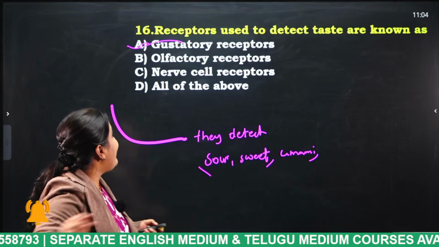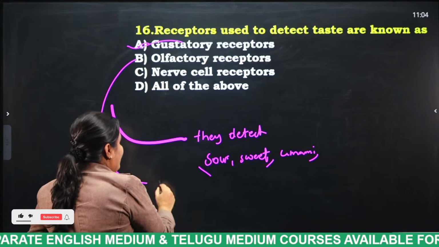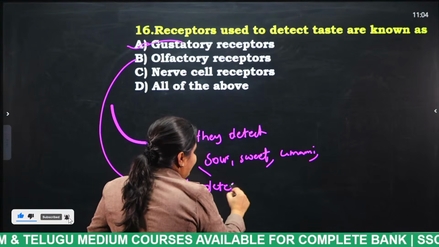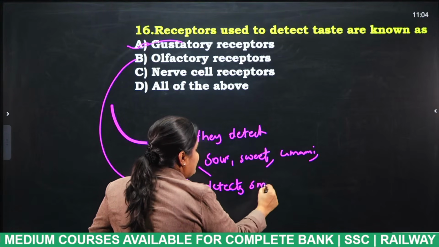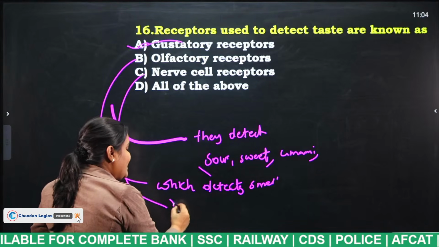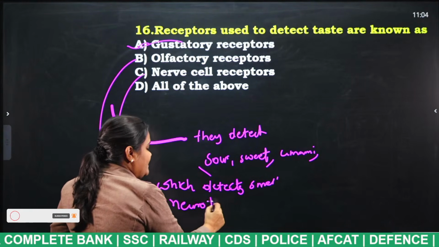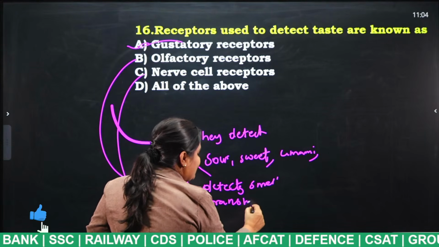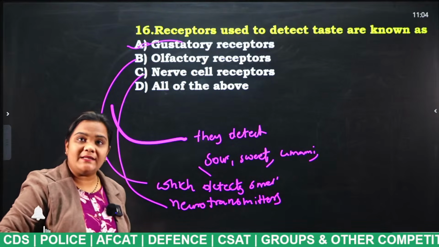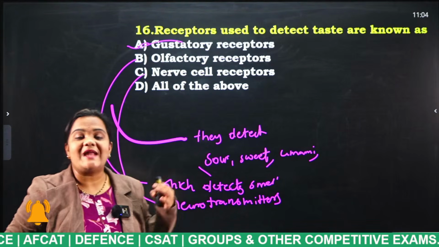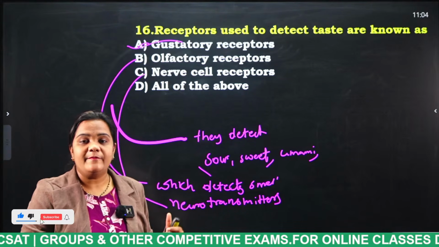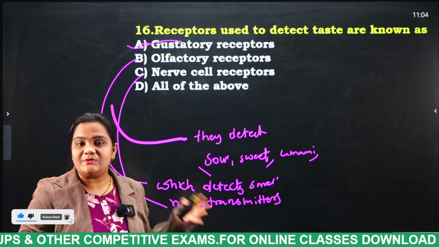Next, olfactory receptors are the ones which detect smell. And nerve cell receptors are also known as neurotransmitters, which transport the signals from one neuron to another neuron. Clear? Okay, we have many types of receptors.